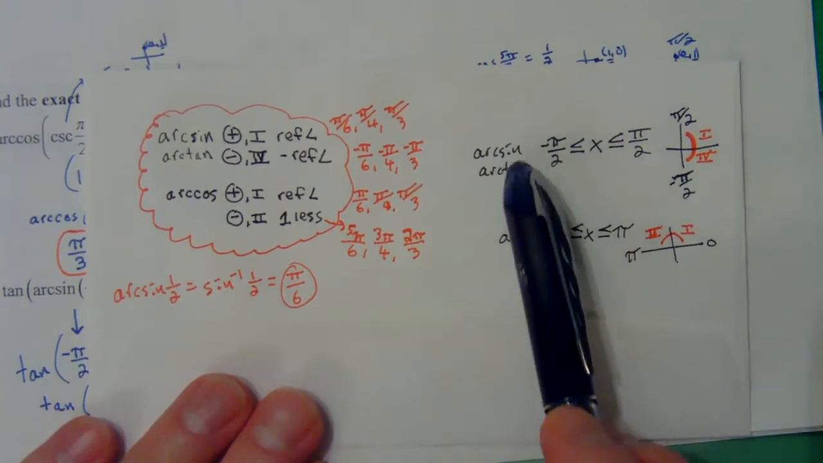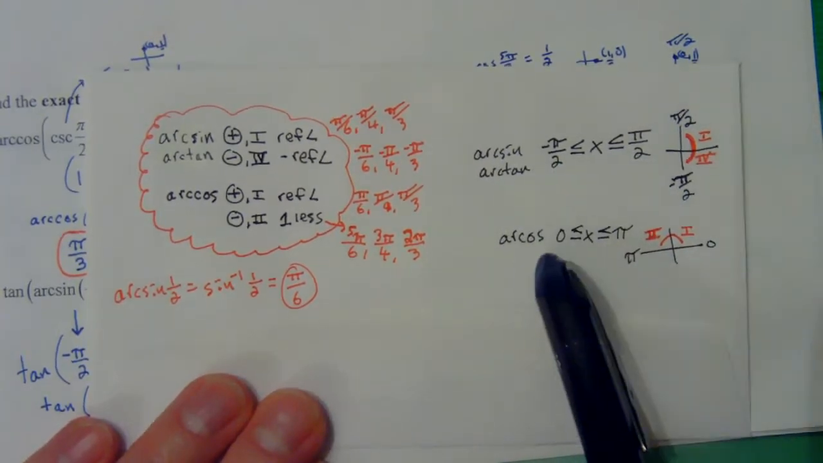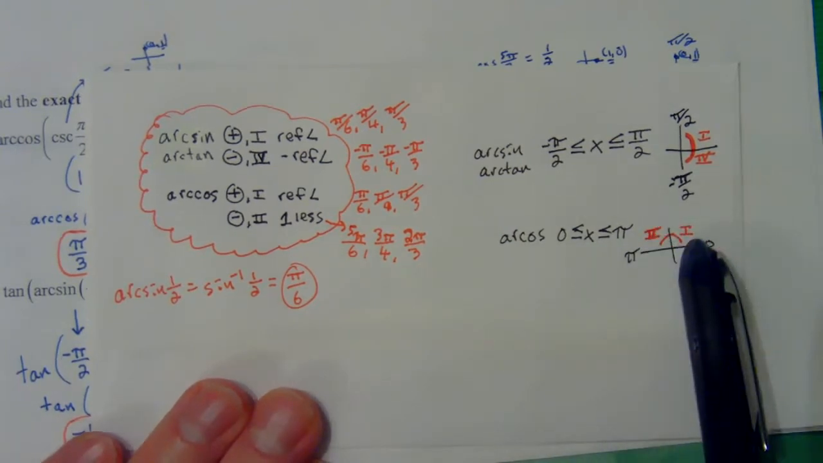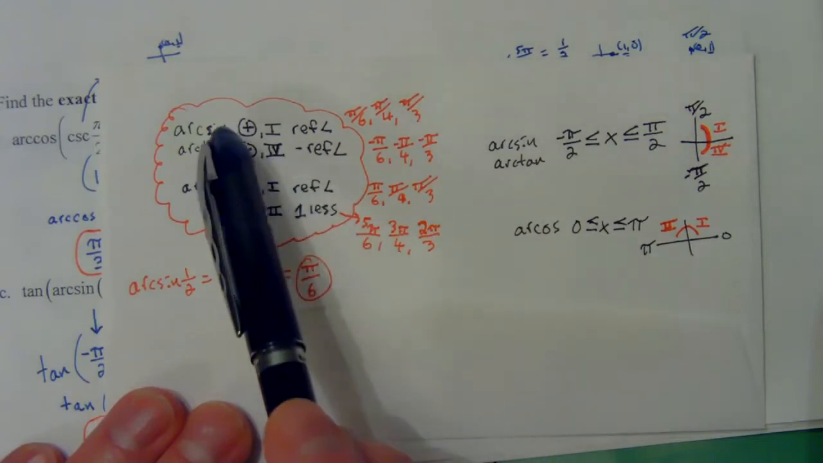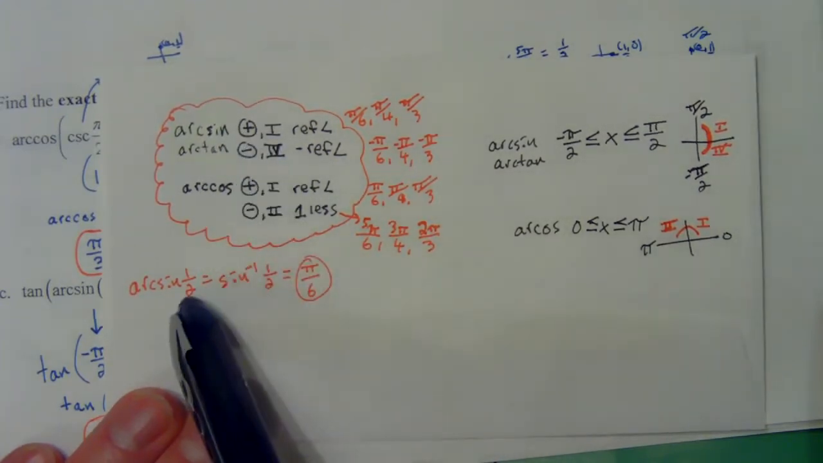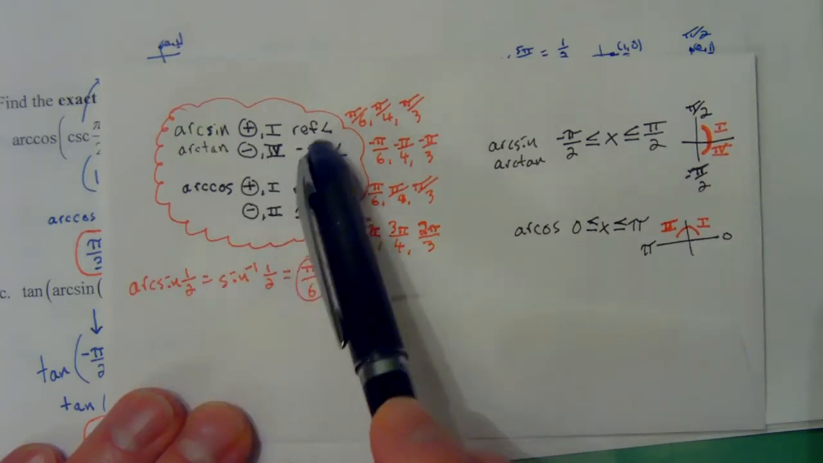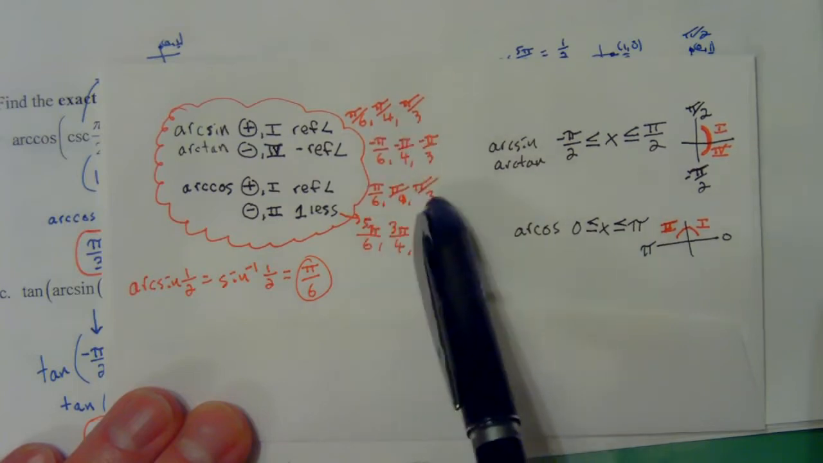I would just know the domain for arcsine and arctangent are the same. They're in quadrant 1 and quadrant 4, and arc cosine is the oddball. That's in quadrant 1 and quadrant 2. And this is a cloud that we used before. We said regardless whether it's arcsine, arctangent, or arc cosine, if you see a positive number right here, you're going to give me the reference angle. So your answer will always be pi over 6, pi over 4, or pi over 3, no matter what.